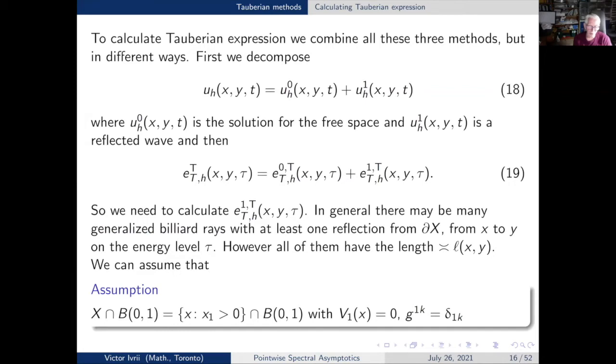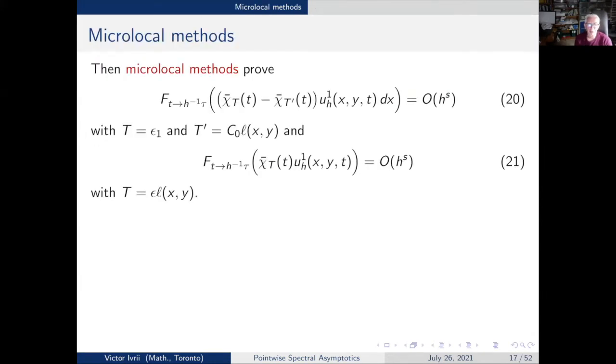So we can assume without loss of generality that the boundary is given by x_1 equals 0, that the magnetic potential is 0, and that g^{jk} equals delta^{jk}. We can always achieve this. Then local methods prove that actually we need to take T' of the magnitude L.